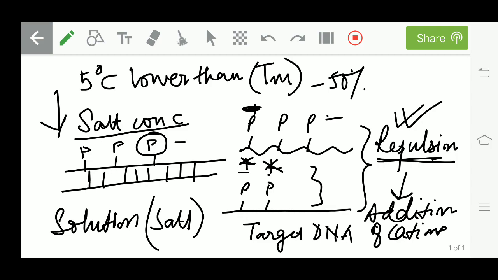That is why the stringency of a hybridization reaction is promoted by high temperature and low salt concentration.